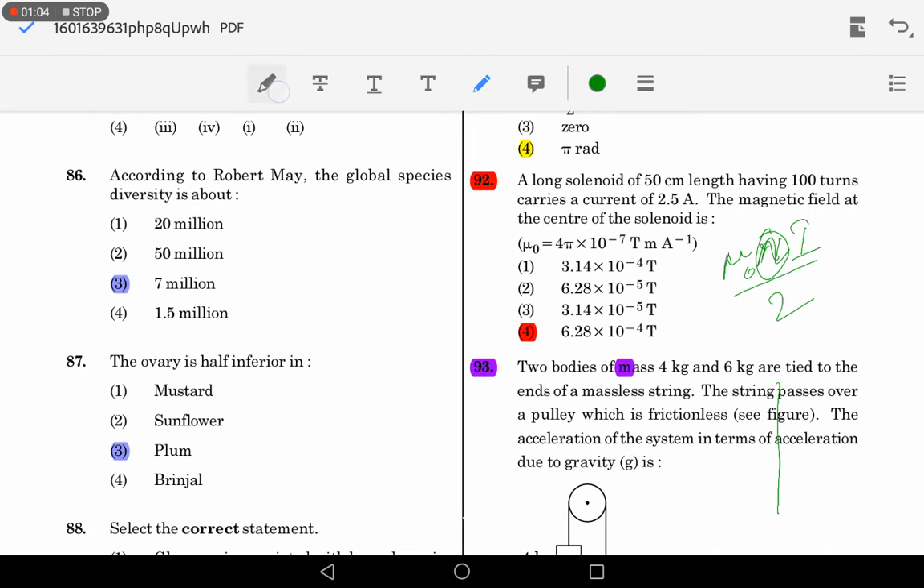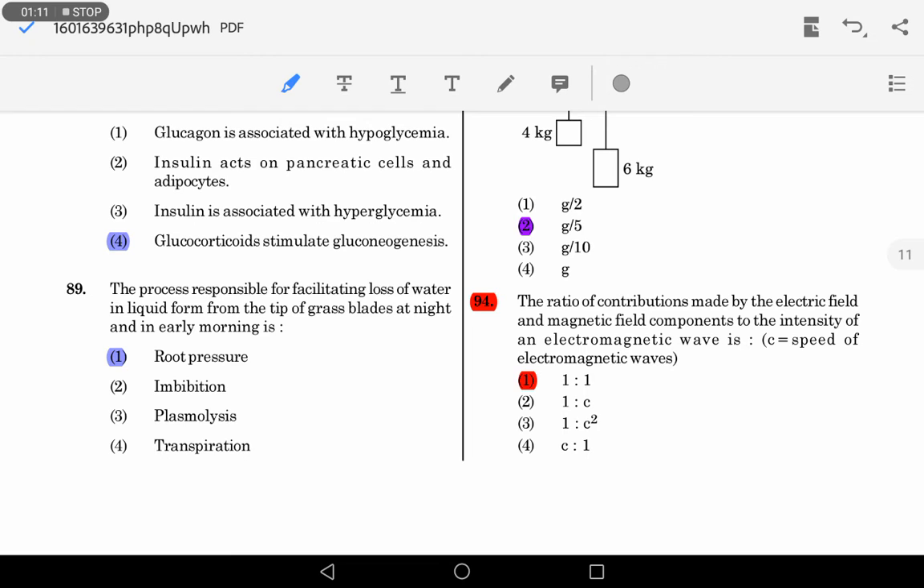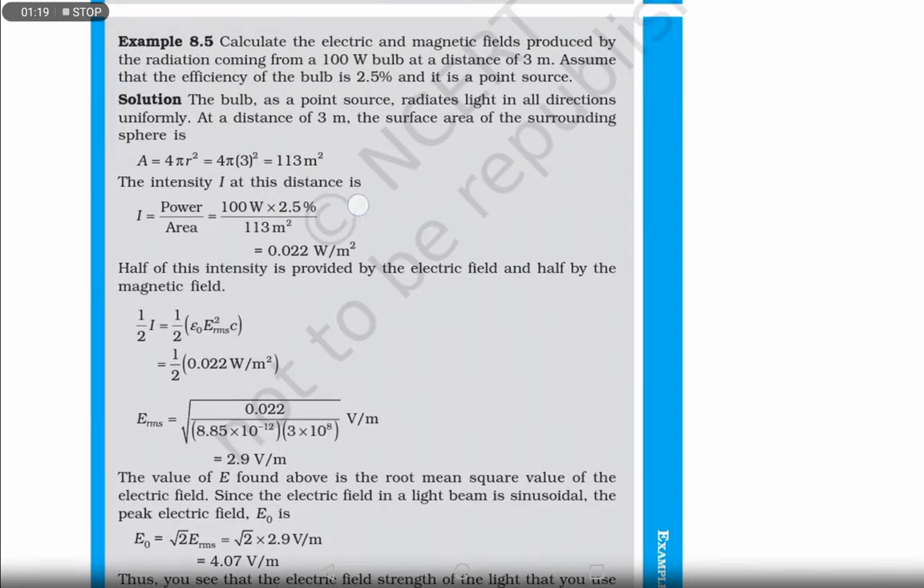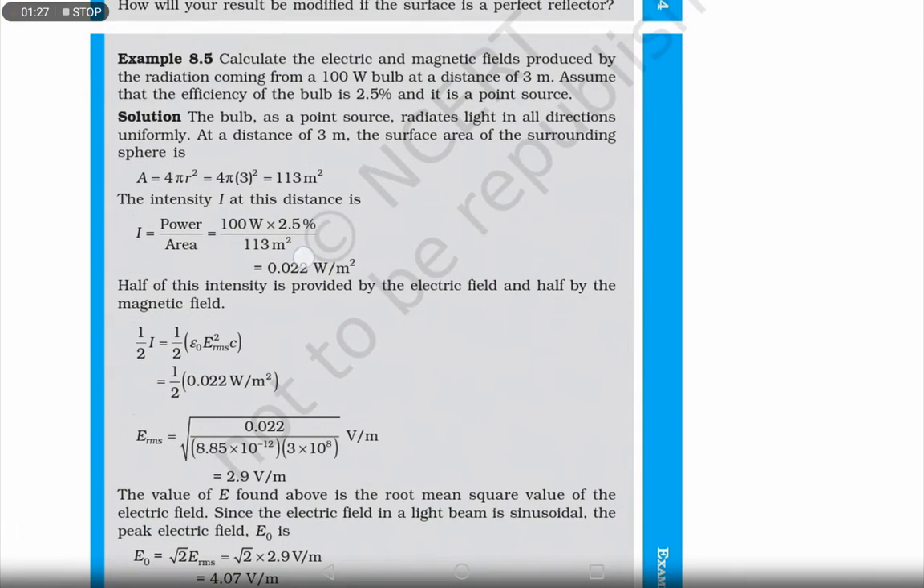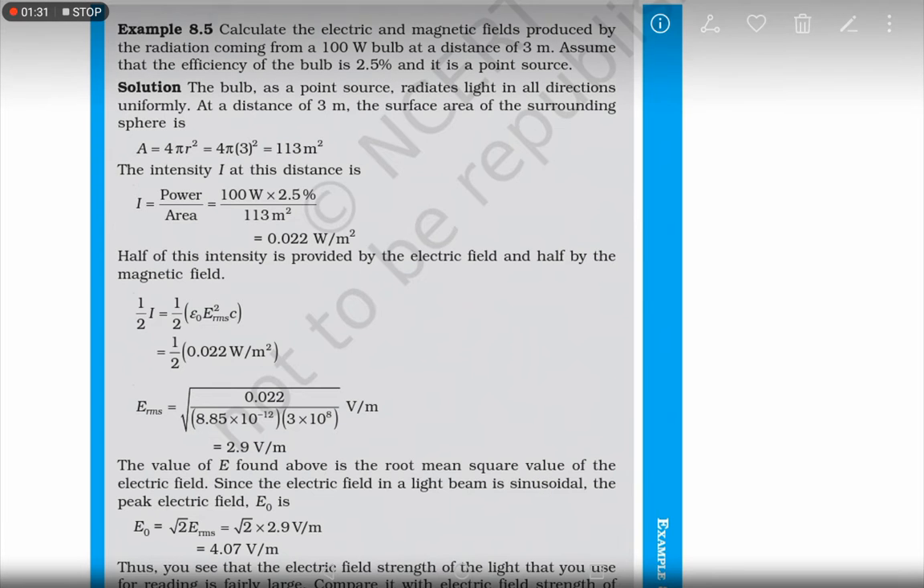So next question. Moving on to the next question, the ratio of contributions made by the electric field and magnetic field components to the intensity of an electromagnetic wave. Again a direct NCERT statement. It's an indirect one from the example. Half of the intensity is provided by the electric field and half is provided by the magnetic field.